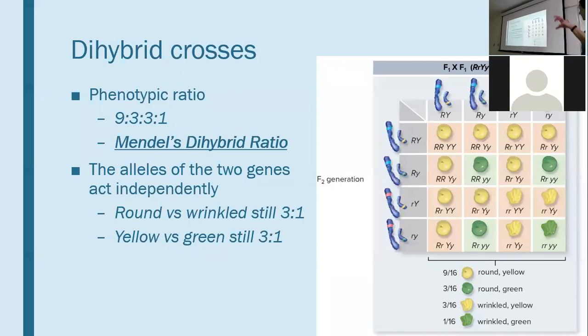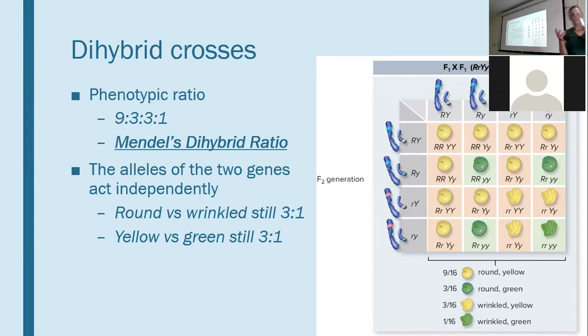that if you separate the R and Y traits out, the 2 genes have acted independently and still each individually have Mendel's 3 to 1 ratio. We've got 16 squares, so 3 to 1 is going to be 12 to 4. Round versus wrinkled, we should have 2, 4, 6, 8, 10, 12 round to 4 wrinkled, because wrinkled is our recessive and round is dominant. We do this with color too: yellow, 4, 7, 8, 9, 10, 11, 12 dominant yellow, 4 recessive green.